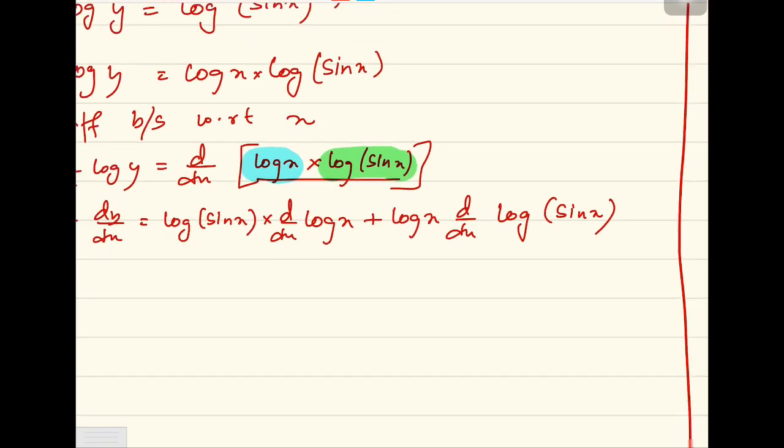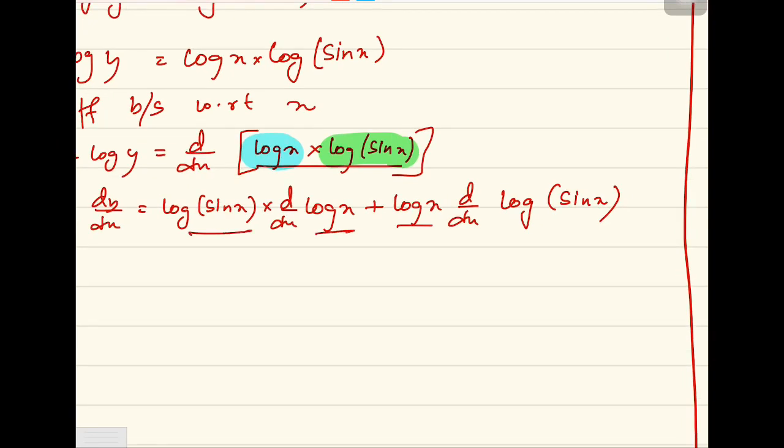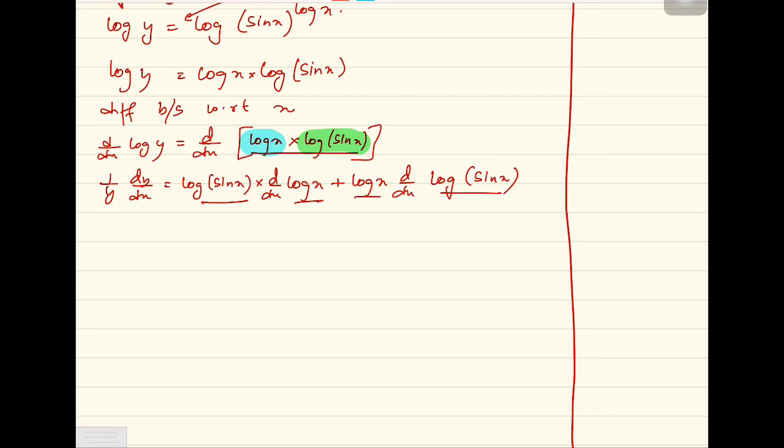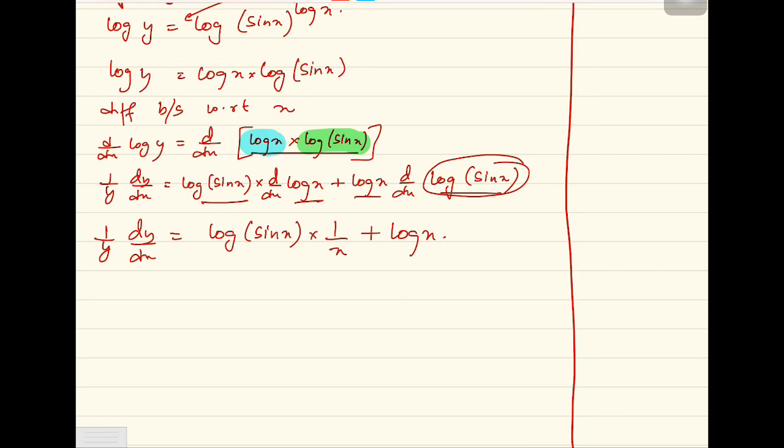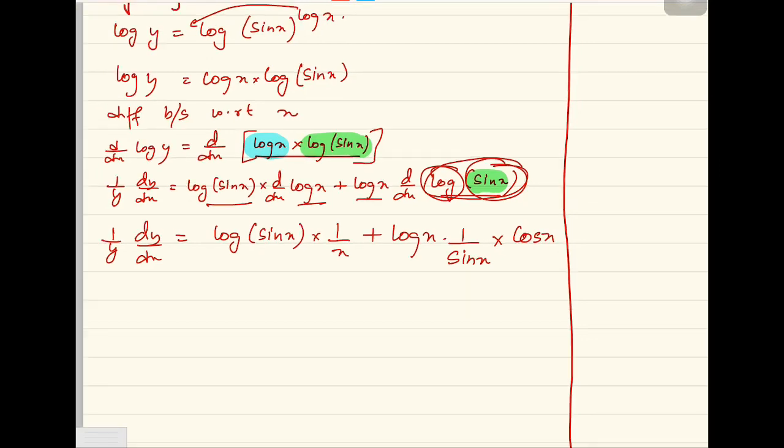Correct, everyone? Check this out. First into d/dx of second, second into d/dx of first. That gives me 1 by y dy by dx. And here, what is d/dx of log x? 1 by x. So log sine x into 1 by x plus log x. And how to do d/dx of log sine x? Chain rule. That's why the chain rule is very, very important. It is applicable inside logarithmic differentiation also. So imagine this to be x. What is d/dx of log x? 1 by sine x into d/dx of sine x, cos x. First I need to do log, then I need to do sine x. Okay, I have done it directly.